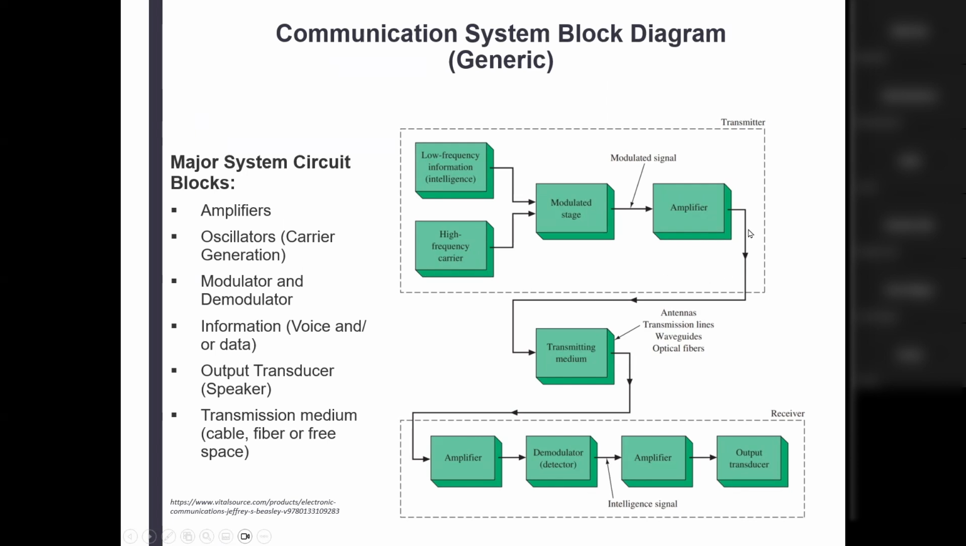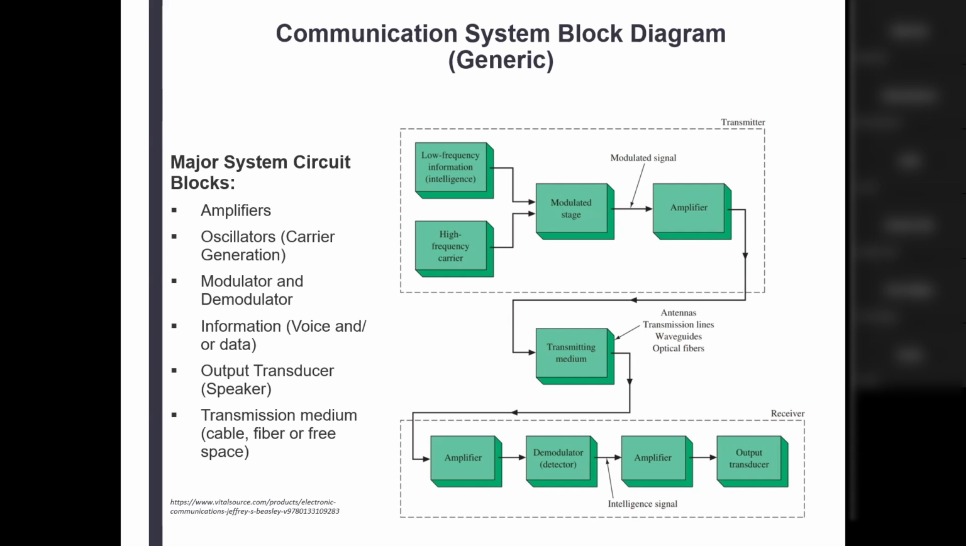You're going to have some sort of processing stage, some sort of amplification stage, and transmission lines. And the transmission lines, if you remember, for the most part, we distinguish three: copper, fiber, and the air. So the signal has to be carried on some medium.